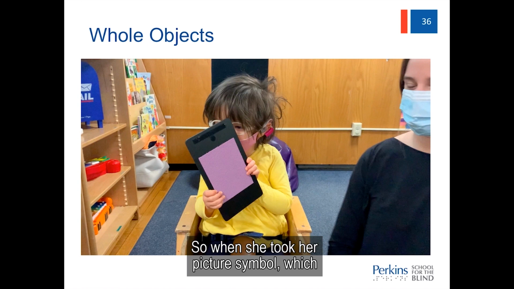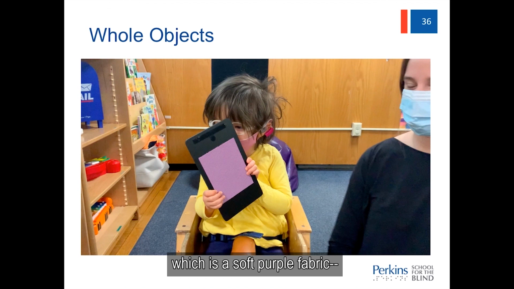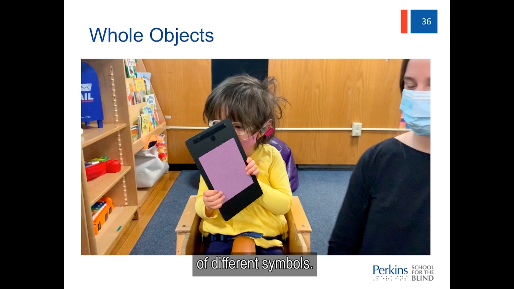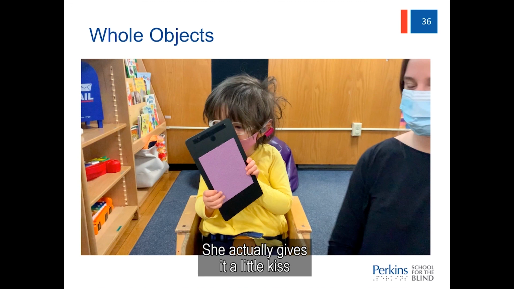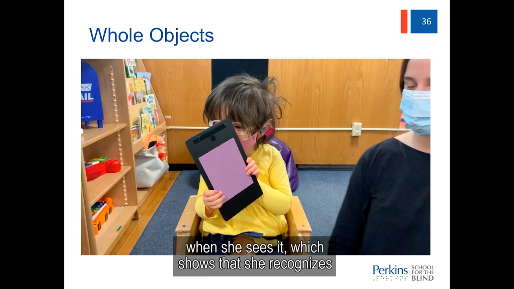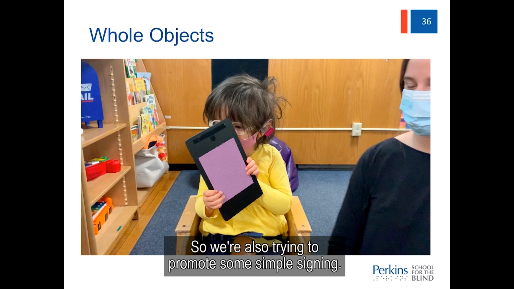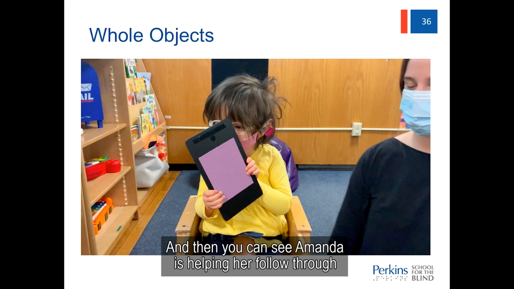So you can see the student is also working on simple signs. Once she took her picture symbol, which is very meaningful to her, she chose her texture, which is a soft purple fabric. She picked that from a bunch of different symbols. She loves taking her name symbol. She recognizes it. She actually gives a little kiss when she sees it, which shows that she recognizes herself and really enjoys it. So we're also trying to promote some simple signing.